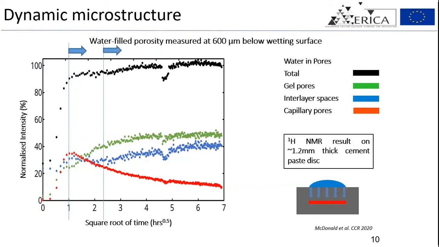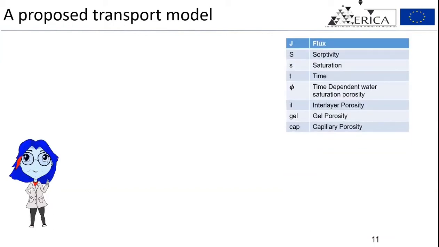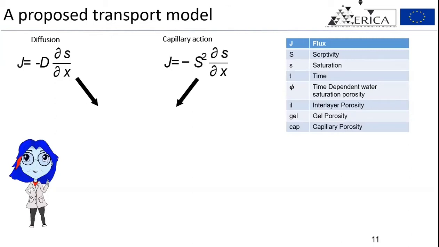The changes are tracked for 2 days, and now we are ready to present a basic version of the new transport model. The model starts off by looking at the classic transport equations described by molecular diffusion and capillary action. Mathematically, they look rather similar. However, they describe different physical phenomena.